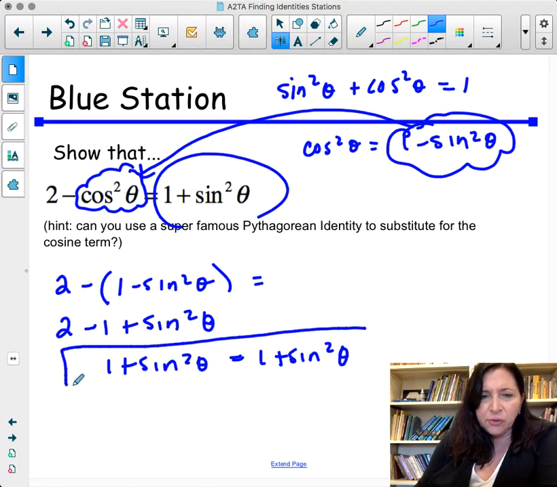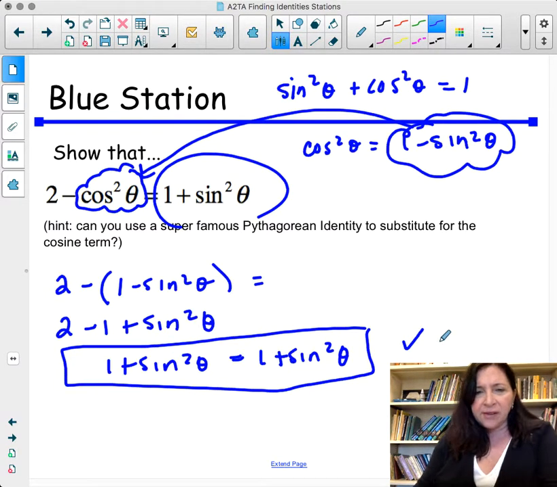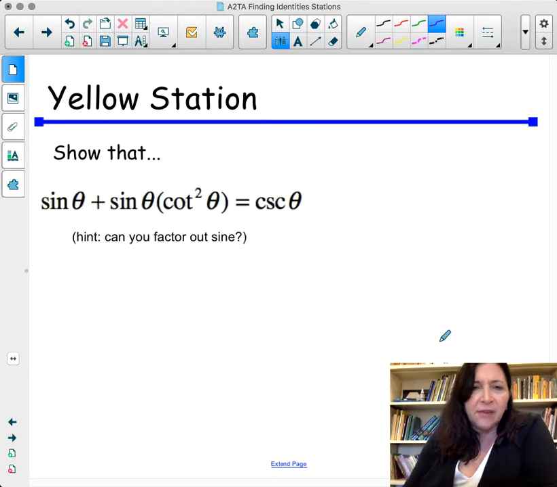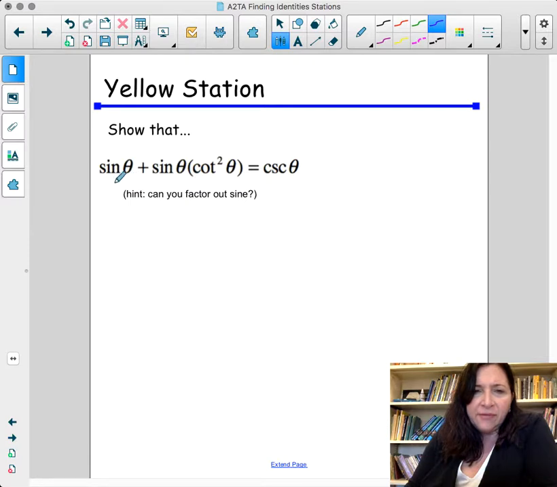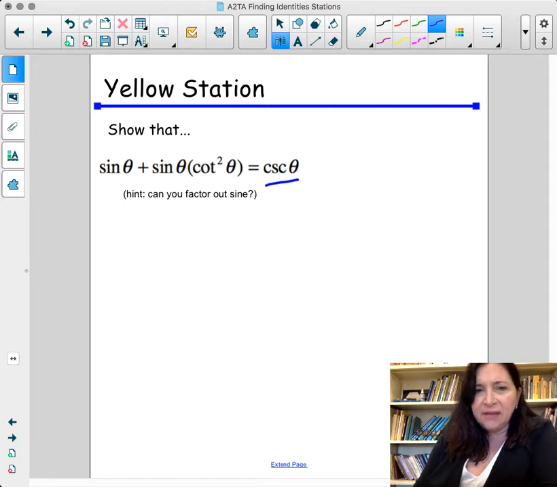So I've just proved the left side does equal the right side. The next one is basically, for this one, we have sine of theta plus sine theta times cotangent squared of theta, and I'm trying to make it equal to cosecant of theta.